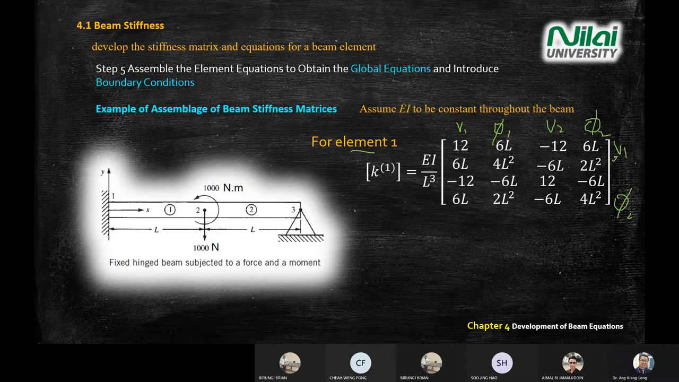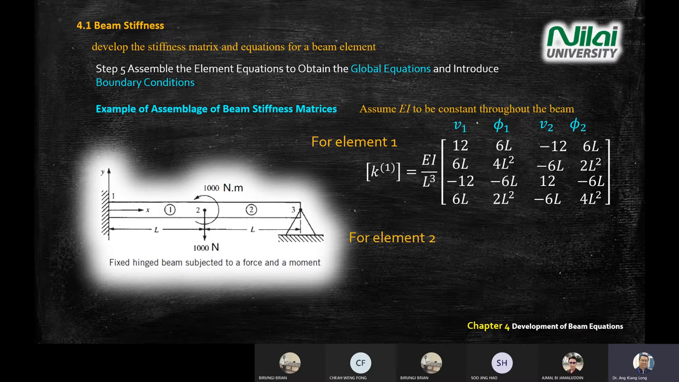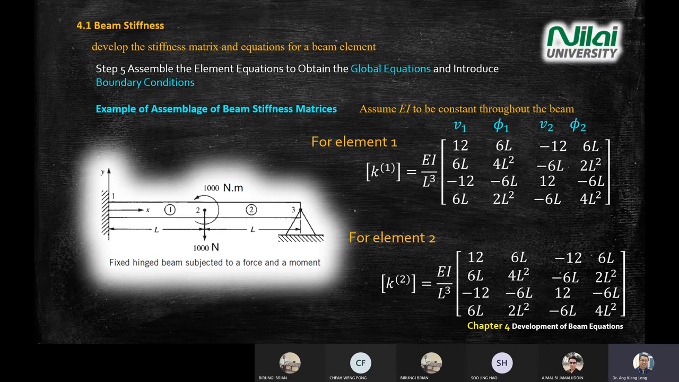One, two. All right, so make sure you understand what this means. It's a parking ticket number because later you want to superimpose them. You want to park them in the very big parking complex. So element two will be the same: K2 equals EI over L cubed, and the formula inside the matrix is still the same. Only the parking ticket issued on top and the right of the matrix will be different.